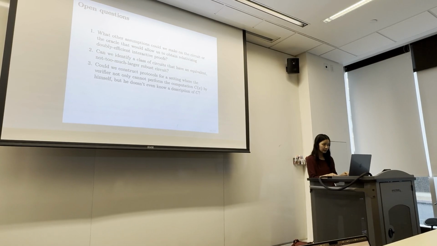Yeah, and then I'll just end on some open questions. So I think one natural question is to ask what other assumptions could we make on either the structure of the circuit or on the oracle that would allow us to obtain these relativizing doubly efficient interactive proofs? Another question might be, which circuits can we turn into robust circuits? So can we identify some class of circuits that have an equivalent, not too much larger, robust circuit?